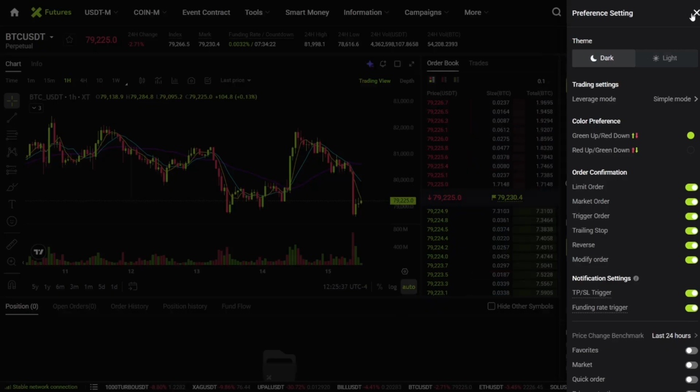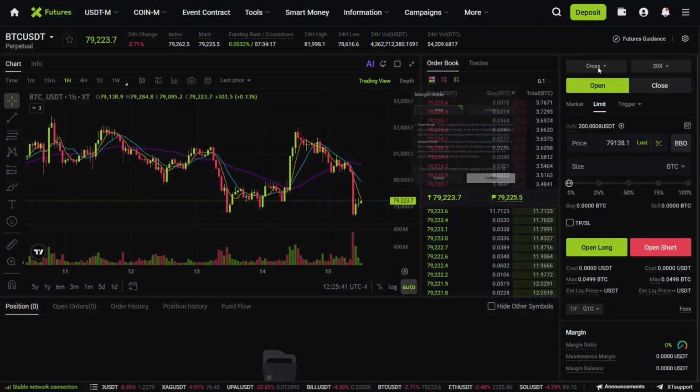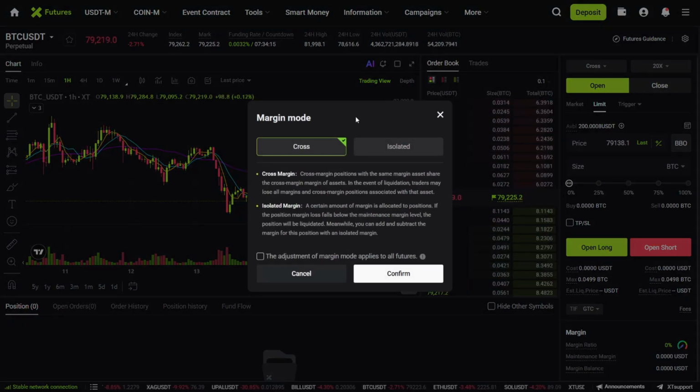Next, we're going to go over margin settings and leverage settings. So we see something that says cross. We can click on this. This is margin mode. Margin mode basically controls how much of your futures account balance is connected to the trade.